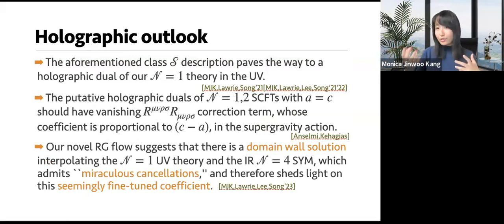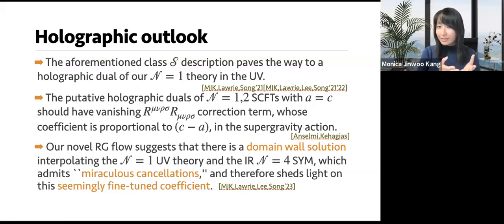And when you do that, in the supergravity action, you're going to have the 4 derivative terms that are effectively a square term. And that will be explicitly giving you the correction term. And that has a coefficient that's proportional to C minus A. So that would vanish in the large N limit. And that's how we usually got those theories.